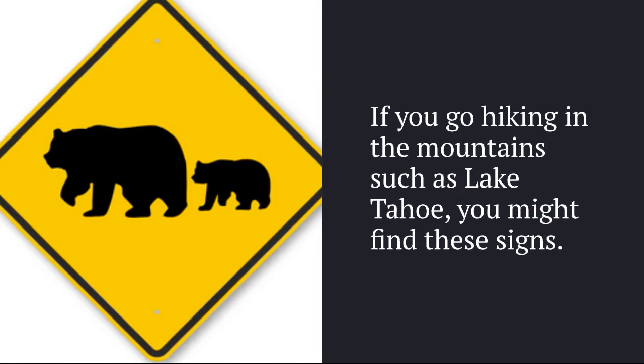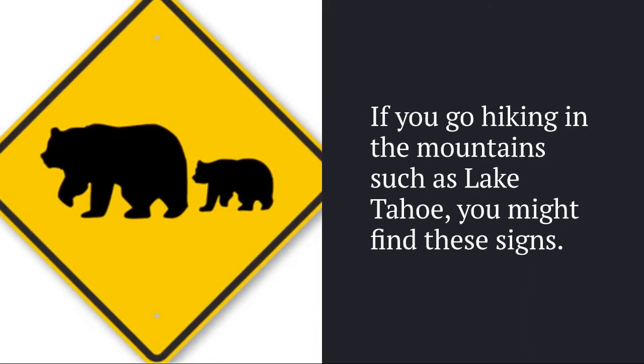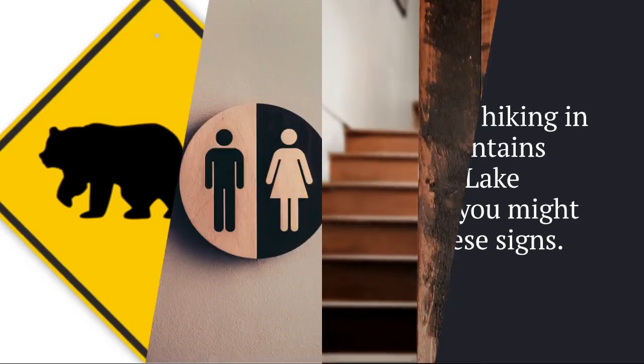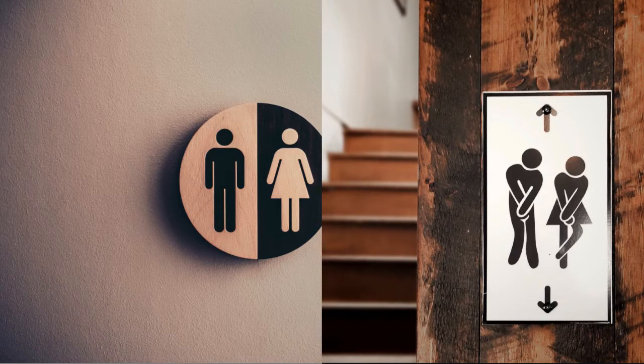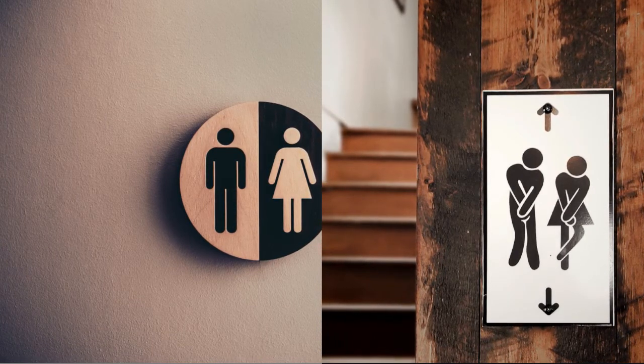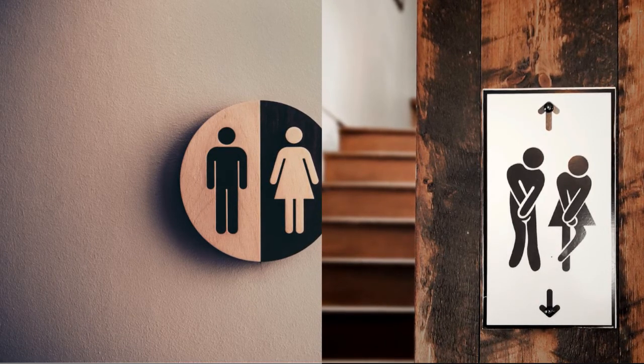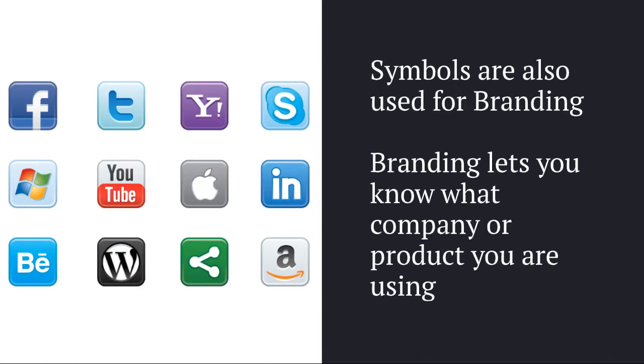If you were to go hiking in the mountains such as Lake Tahoe, you might come across some of these signs. They're yellow to indicate warning or danger, and the symbols of the bears tell you what type of danger you might run across. You may not know it, but you're always looking for signs and symbols in everyday life. I'm sure you've been out in public and the first thing you look for, well, it's this sign, because you have to go.